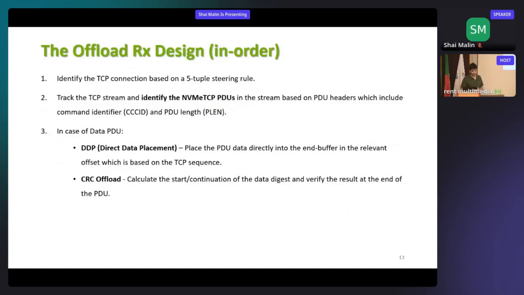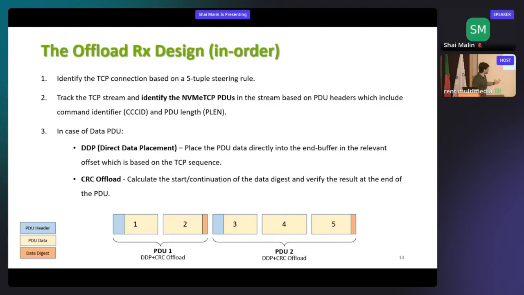In addition, we'll perform CRC offload, which means to start calculating, or depends on the TCP segment, to continue to calculate the data digest and to verify the result once we get to the end of the PDU, which includes the data digest. As we can see here, let's understand what it means. We can see here two PDUs. The idea is that based on the PDU header, based on the CID, the unique identifier of the IO, and based on the PLN, the size of the PDU, we can understand that this is the data which is expected, and we'll do the direct data placement.